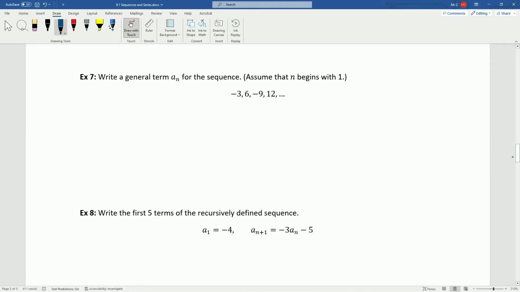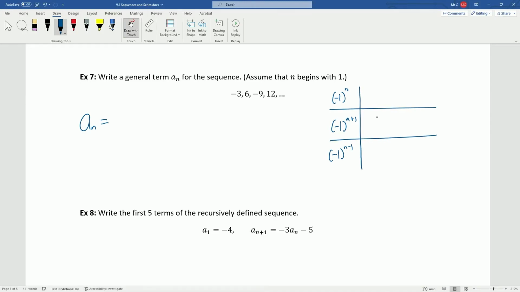Okay, another example. Write a general term, a sub n, for the sequence. Assume that n begins with 1. So when we do that for this one, the first thing we're going to notice is this -1, or this negative alternating. Negative, positive, negative, positive. So we want to figure out which expression to use for that. So we have a couple options here. We can use -1 to the nth power, -1 to the n plus 1 power, or -1 to the n minus 1 power.